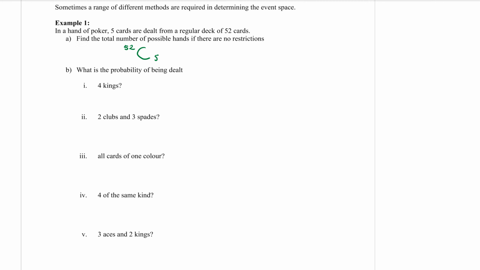That's going to be quite a big number, as you would hope, because in poker there should be quite a lot of different ways to deal out those cards. So, what is that? 2,598,960. Okay, so now we know the total number of ways.